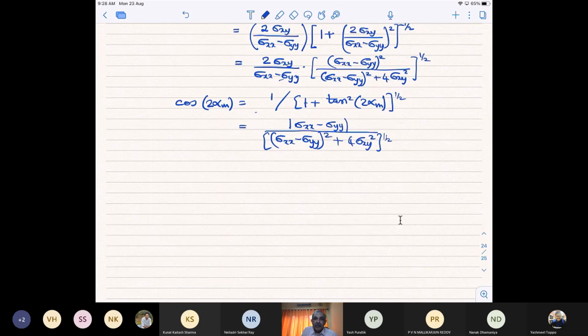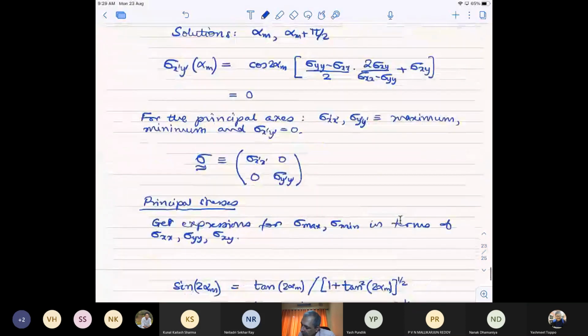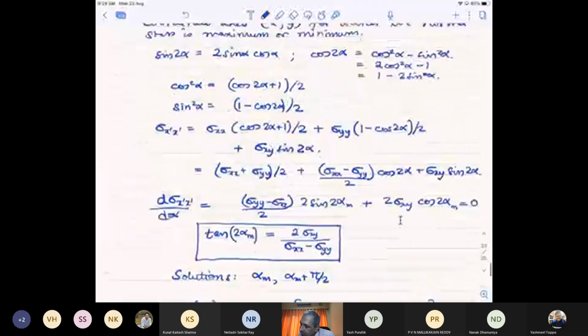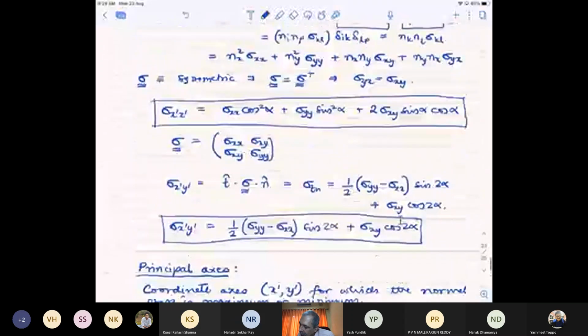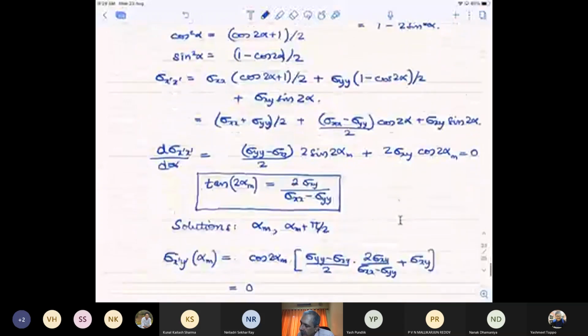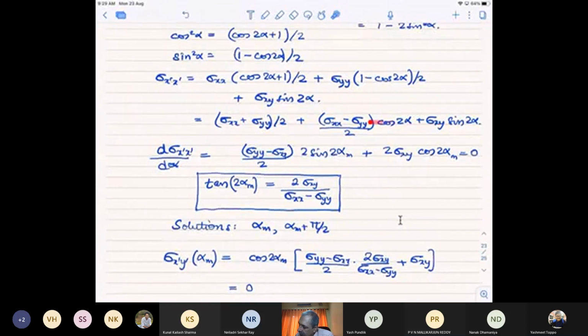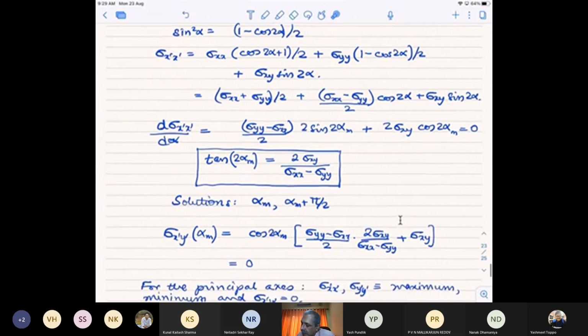And now if I take both of these and I substitute in there, then what I will get is... I want to now substitute for sine of 2 alpha m and cos of 2 alpha m in this expression for the normal stress. So the first term is as it is. Here it will be cos of 2 alpha m. Here it will be sine of 2 alpha m.